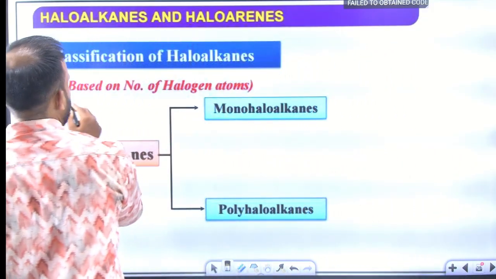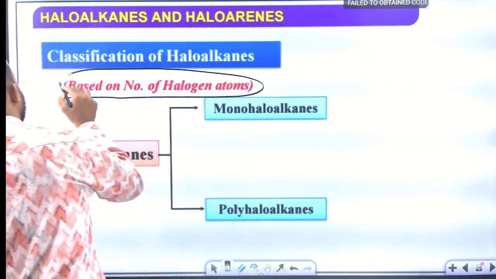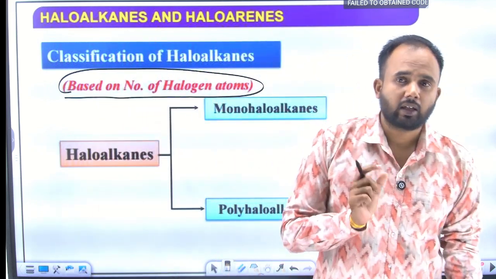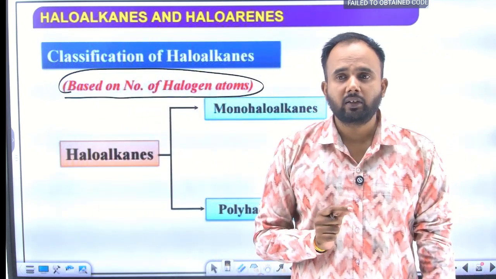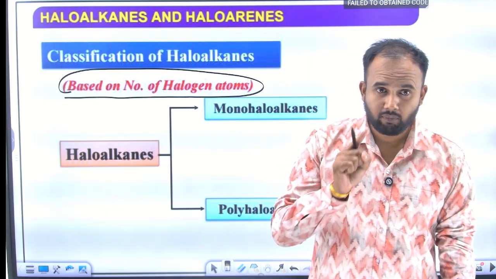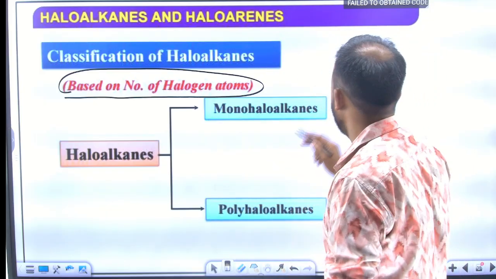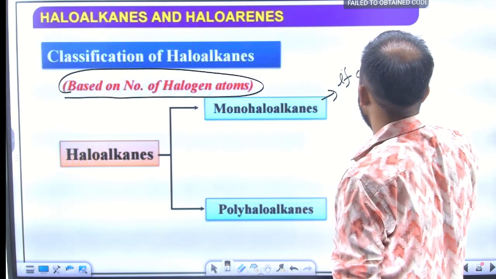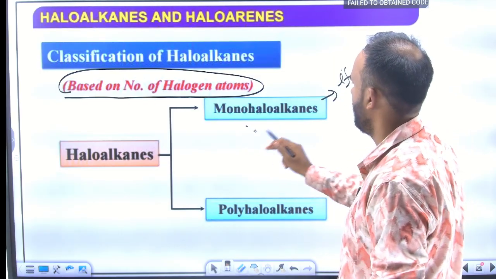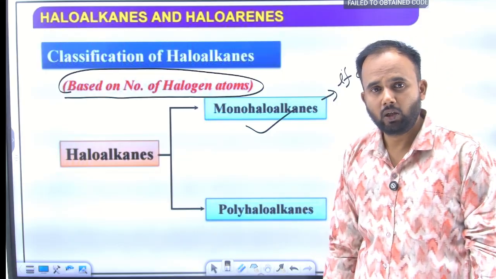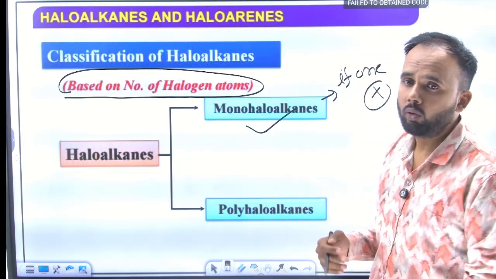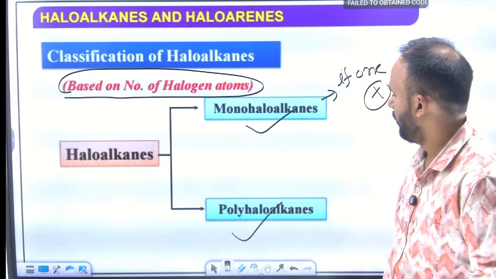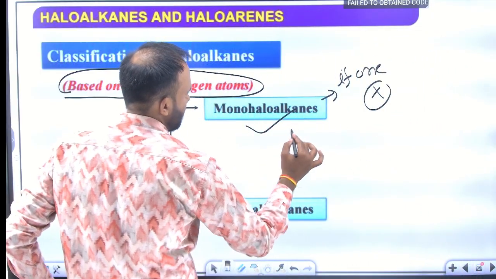the classification based on the number of halogen atoms. How many halogen atoms are attached with carbon? On the basis of that we will define it. If one halogen is attached, we can say monohaloalkanes. If more than one halogen is attached, what will be the answer? Polyhaloalkanes.